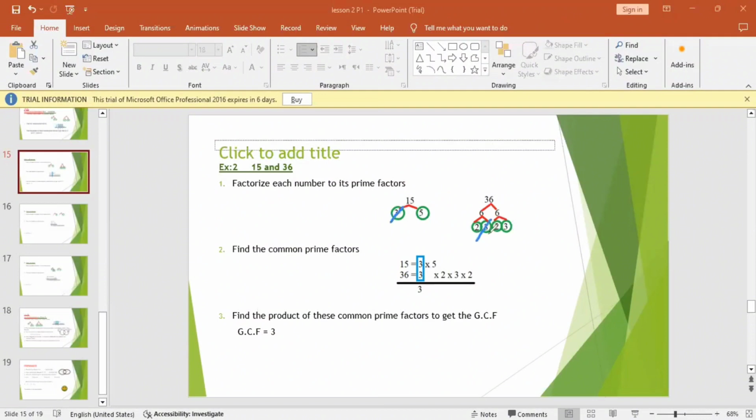But I don't have 2, I don't have 2, I don't have 3. So put these numbers out. Okay, then from 3 and 3, I have only one 3. So this is the GCF. It has only one common factor between the two numbers, which is 3. So this will be the GCF. That means I can divide 15 by 3 without remainder, and can divide 36 also by 3 without remainder, and this is the greatest common factor.